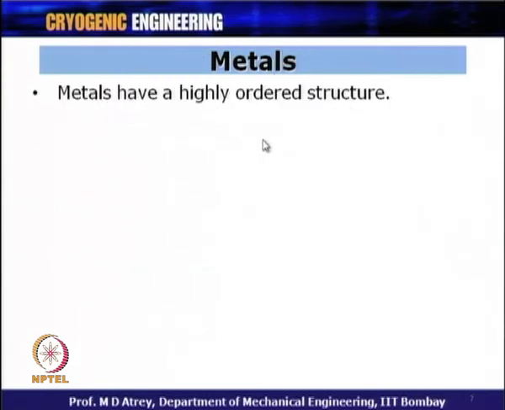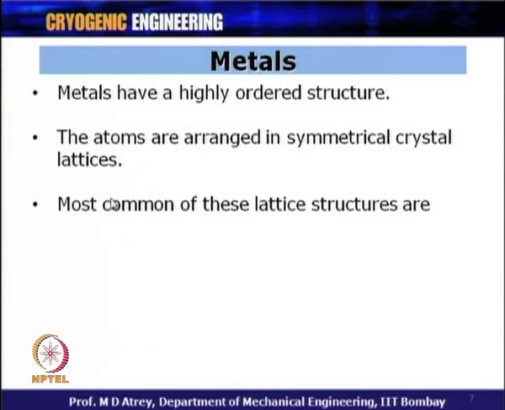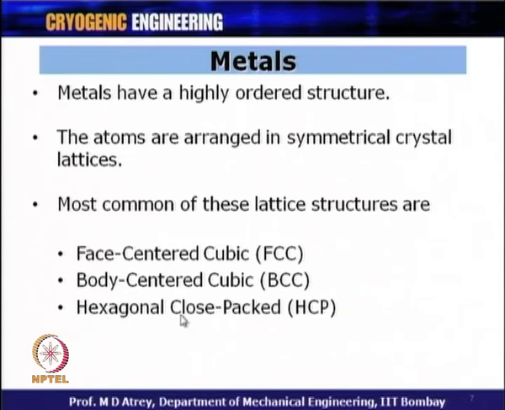As you know, now we will come to metals. We know that metals have a highly ordered structure. The atoms are arranged in symmetrical crystal lattices, and the most common of these lattice structures are face centered cubic, that is FCC material, body centered cubic, that is BCC material, and hexagonal close packed, that is HCP material. I think we have studied all these things in the fundamentals of material science, maybe in the first year or second year of engineering. We will just revise those fundamentals and find out what exactly FCC, BCC or HCP mean.